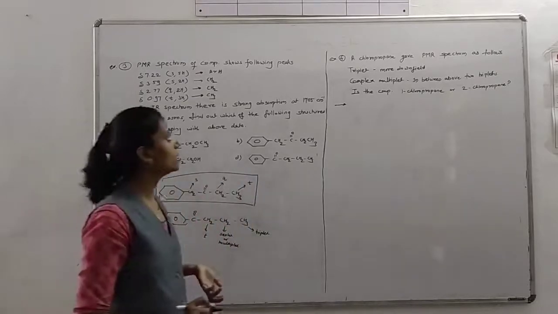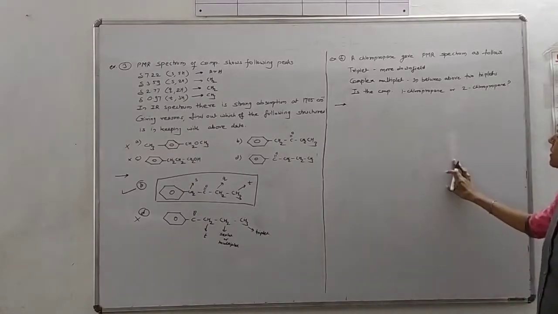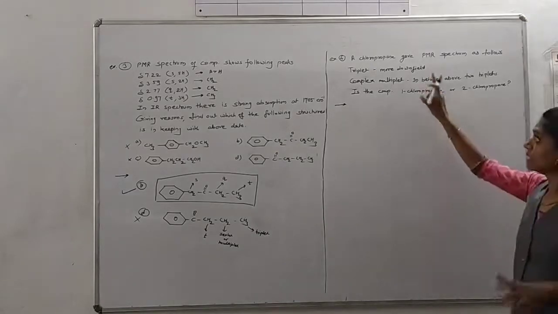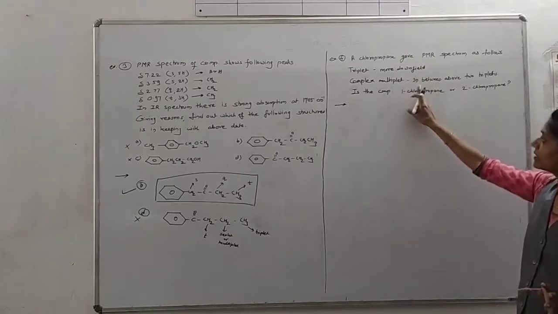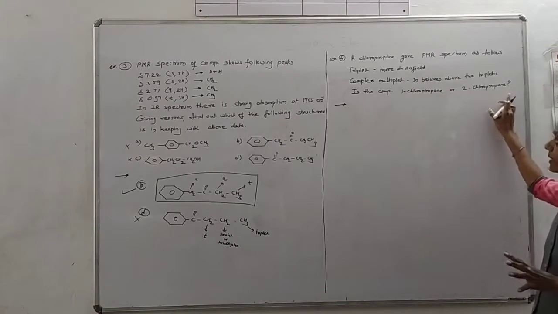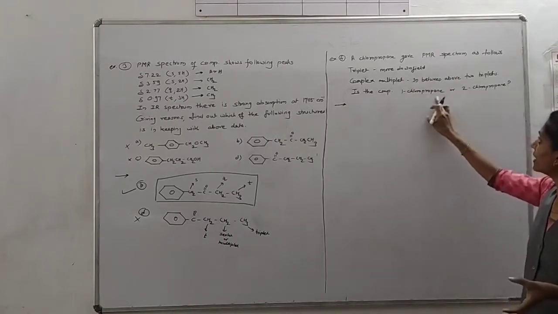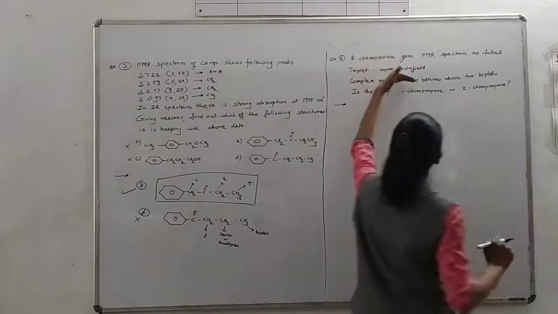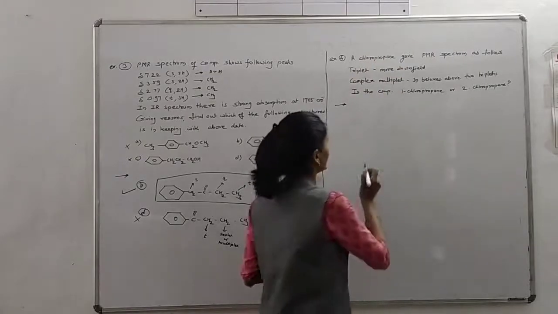Now we go to the next example. Here, a chloropropane gave a PMR spectrum as follows: a triplet that is more downfield, and a complex multiplet obtained in between the above 2 triplets. From all this data we confirm whether the compound is 1-chloropropane or 2-chloropropane, which chloropropane is the correct one.